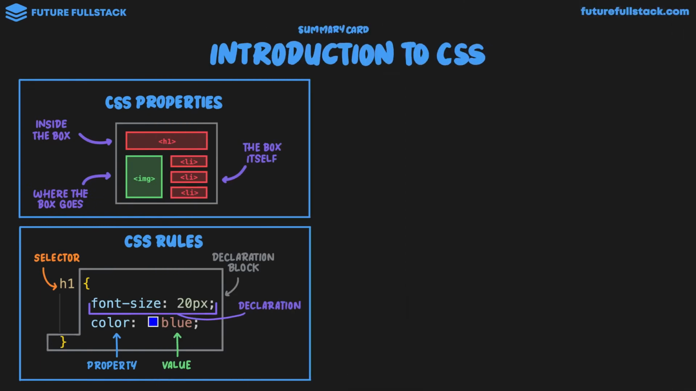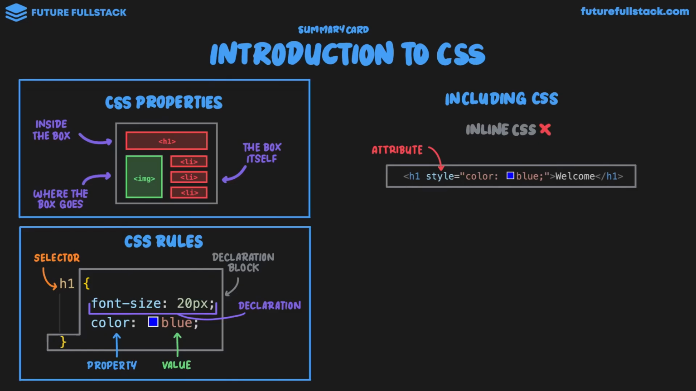Let's now finish off the summary card for this topic, an introduction to CSS. We looked at the 3 different methods for including CSS. First, we looked at inline CSS, which was achieved using a style attribute inside an HTML tag. This wasn't good practice because you had to duplicate every single style for every single tag.